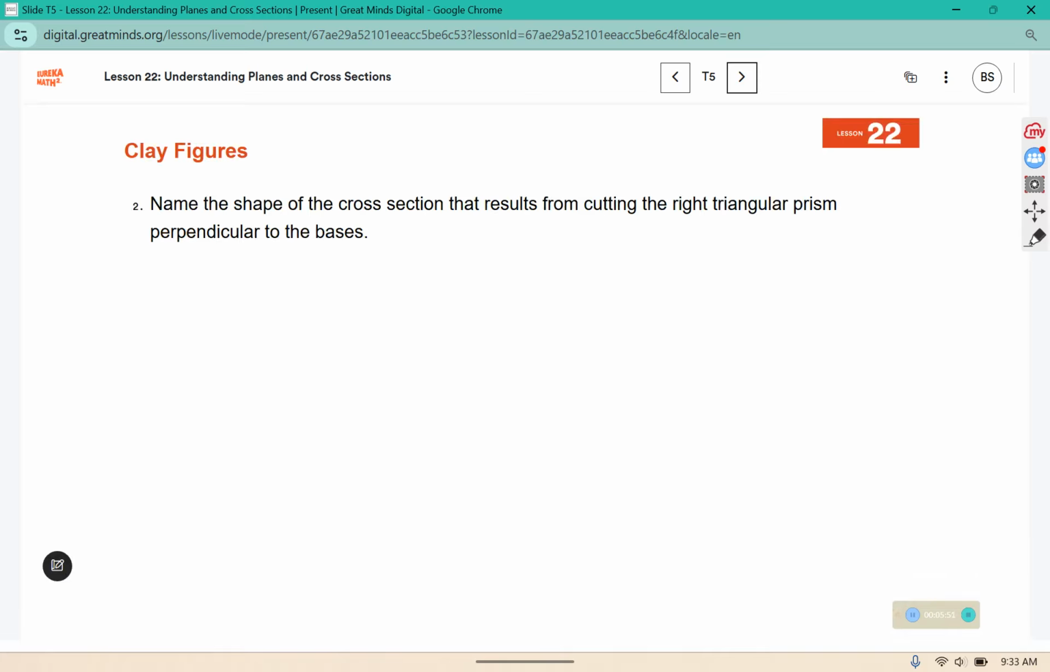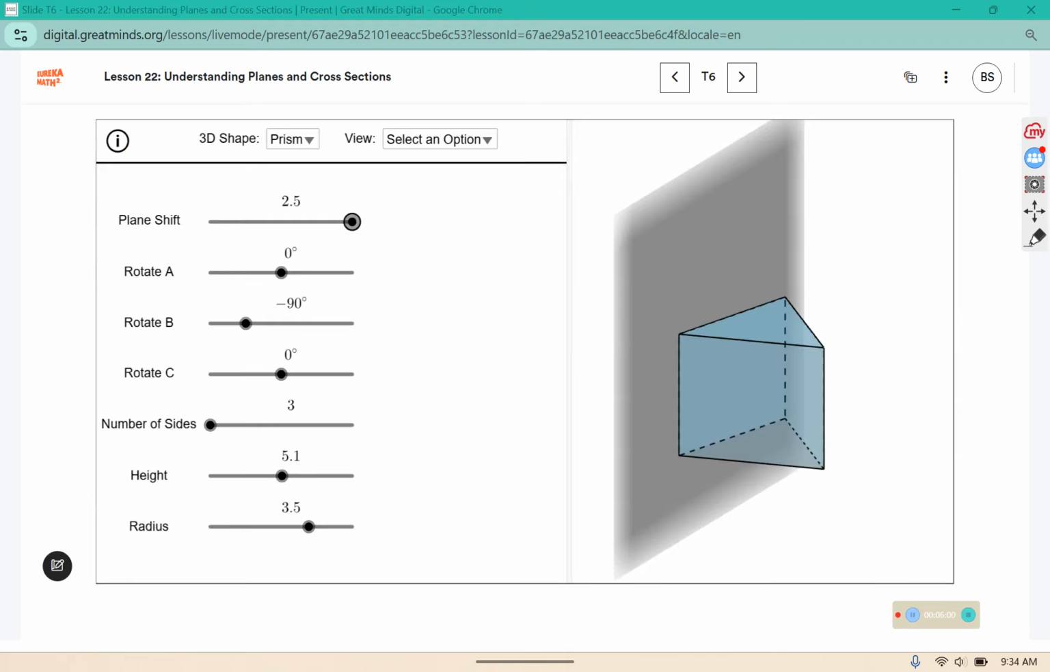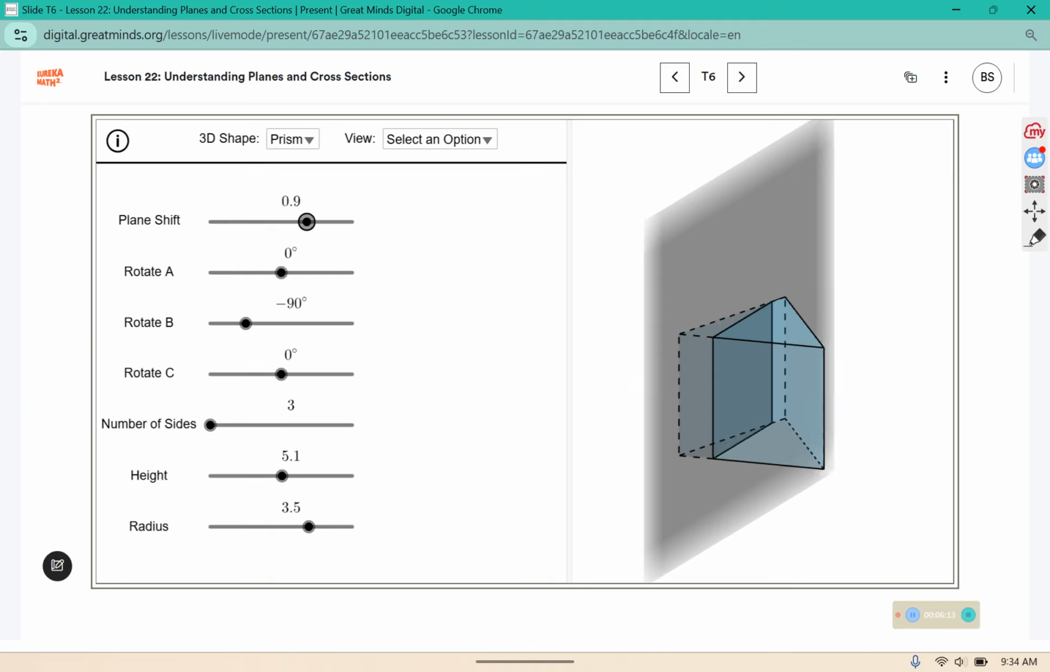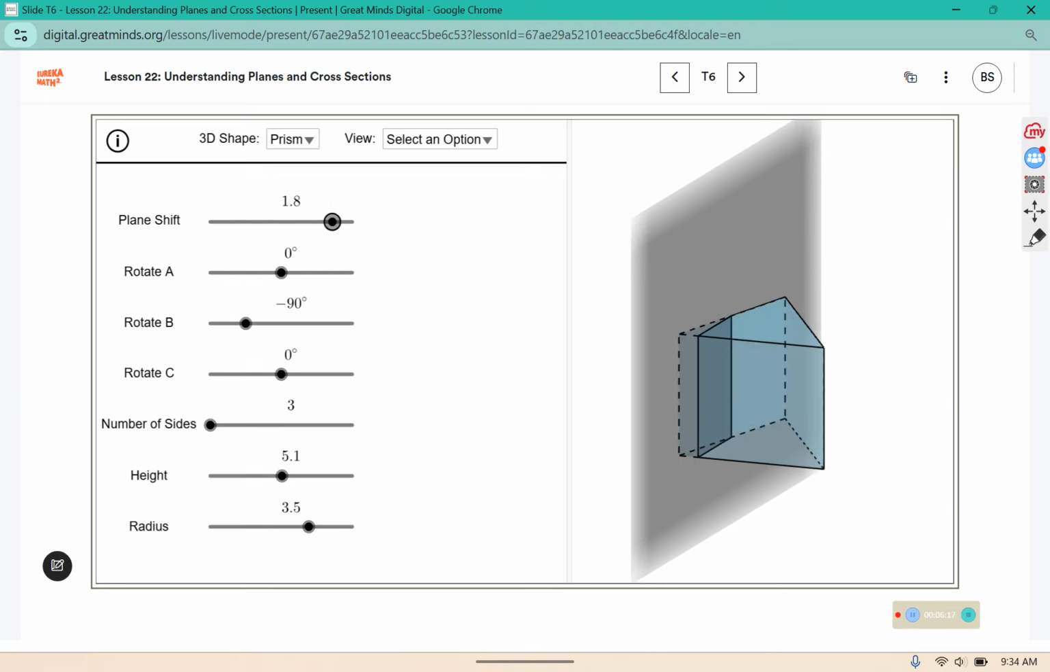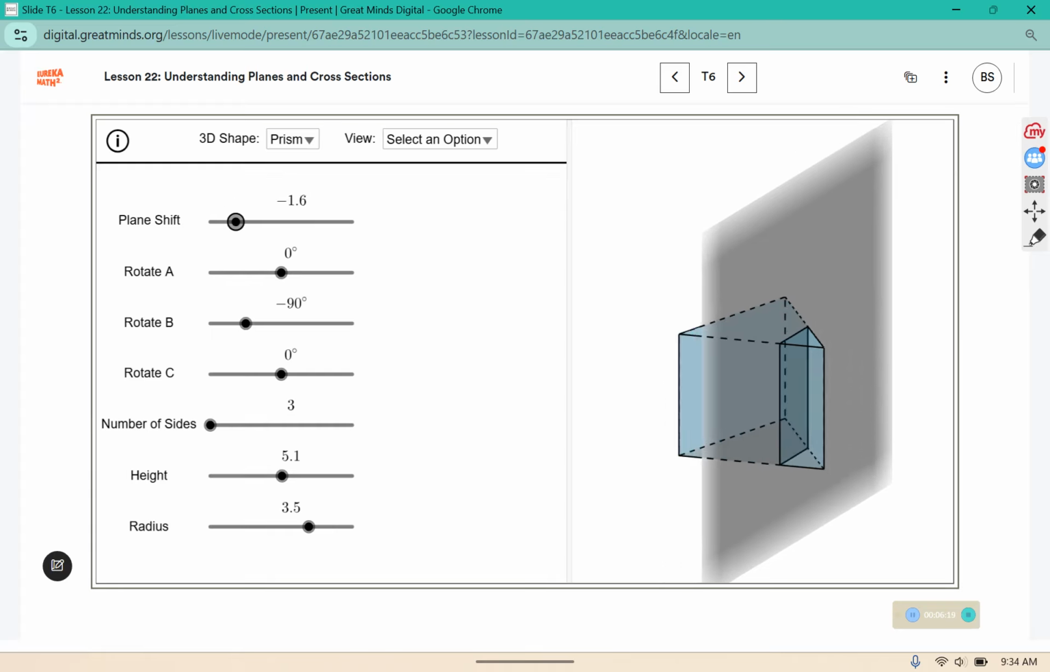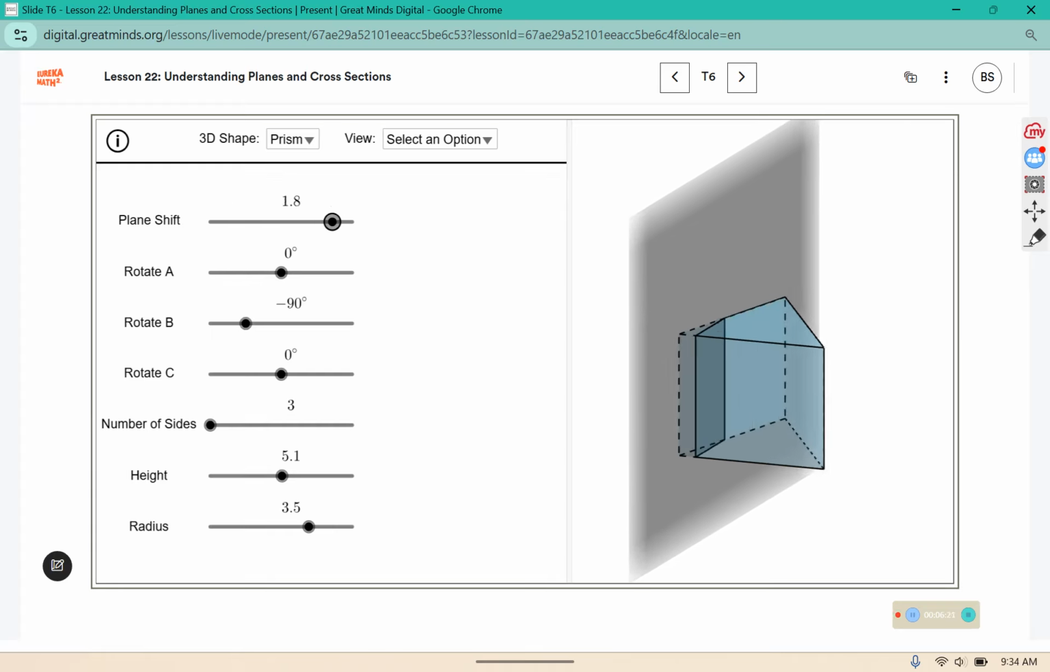Number 2 says name the shape of the cross section that results from cutting the right triangular prism perpendicular to the base. So again, here's my triangular prism. Now you can see my gray plane is perpendicular to the base, meaning going up and down, and the base is on the bottom. And if we slide this into the solid, you can see that the resulting cross section is the shape of a rectangle.